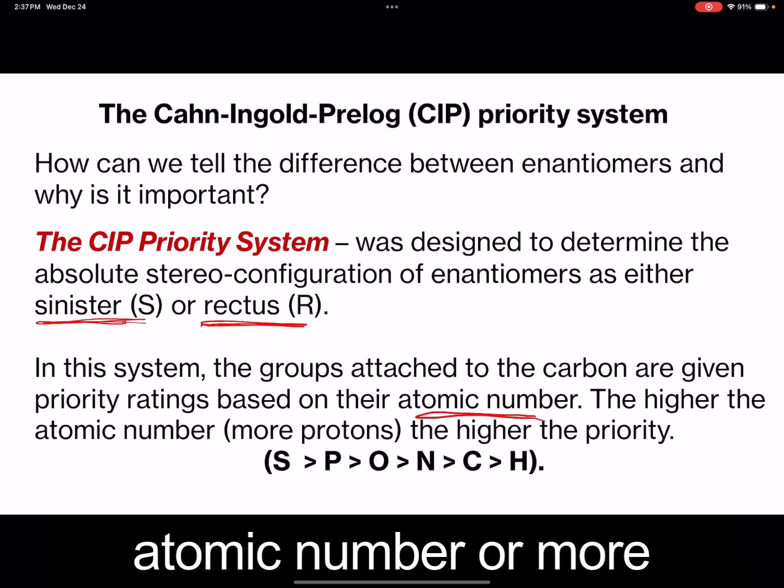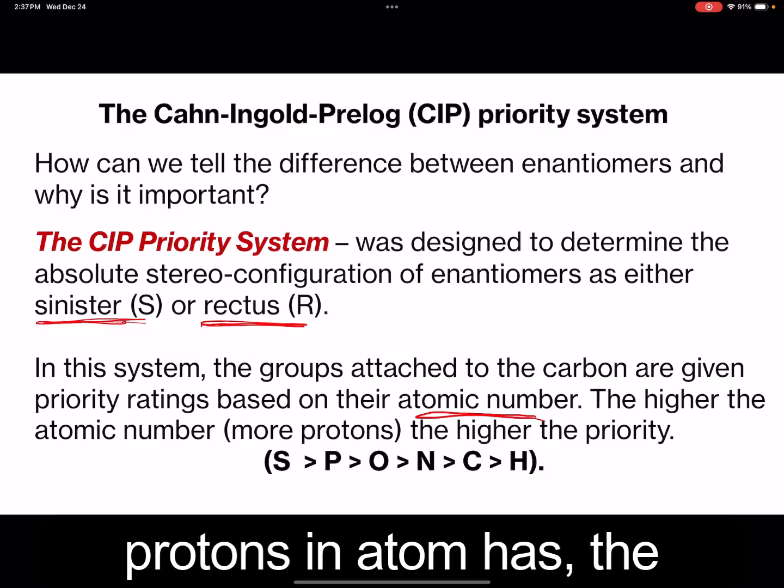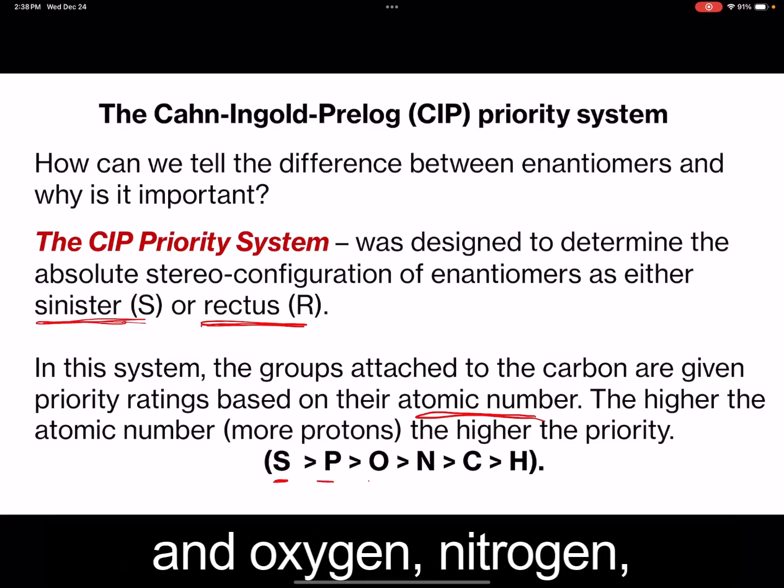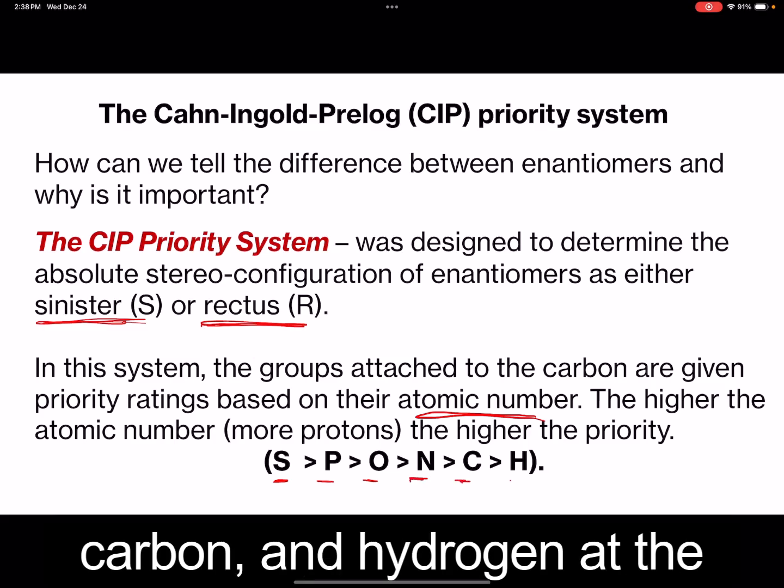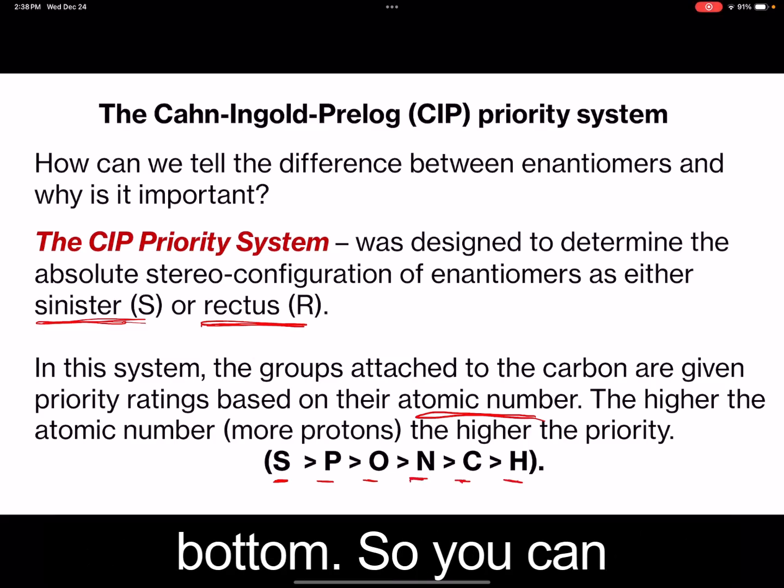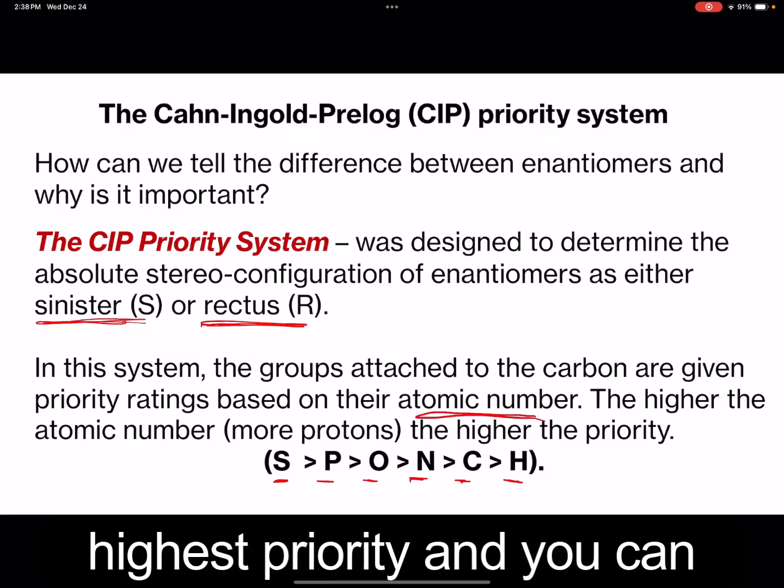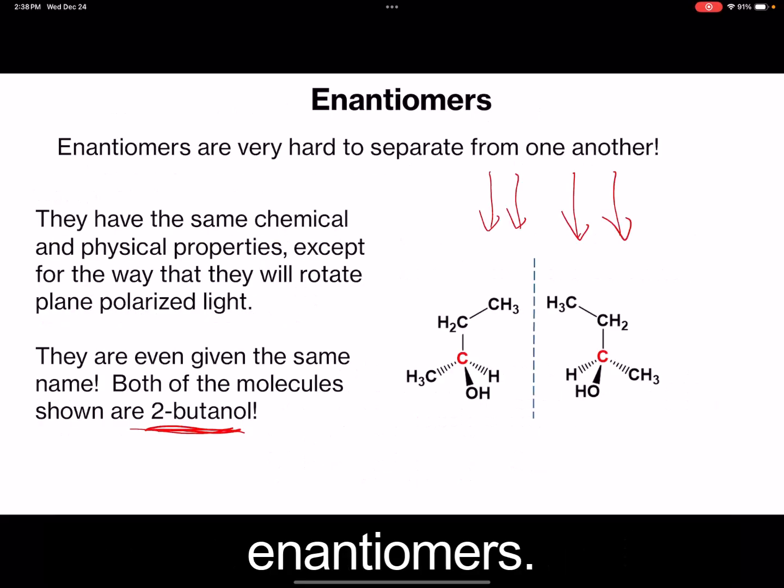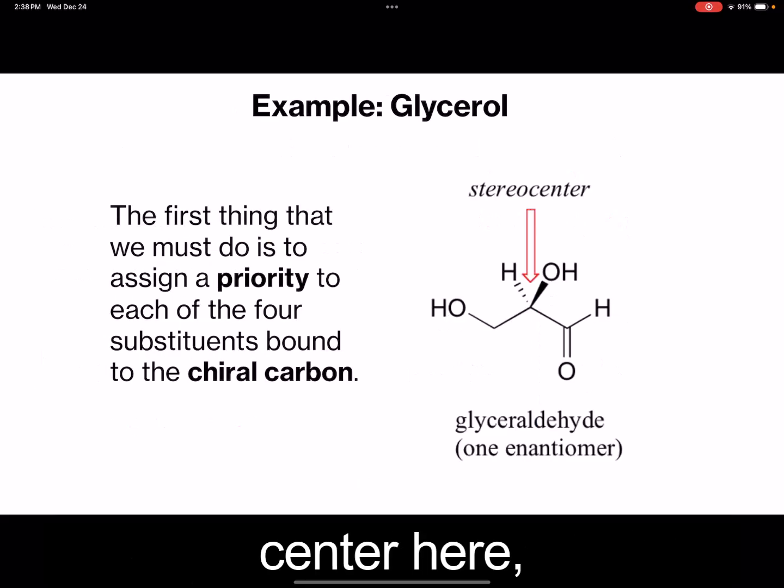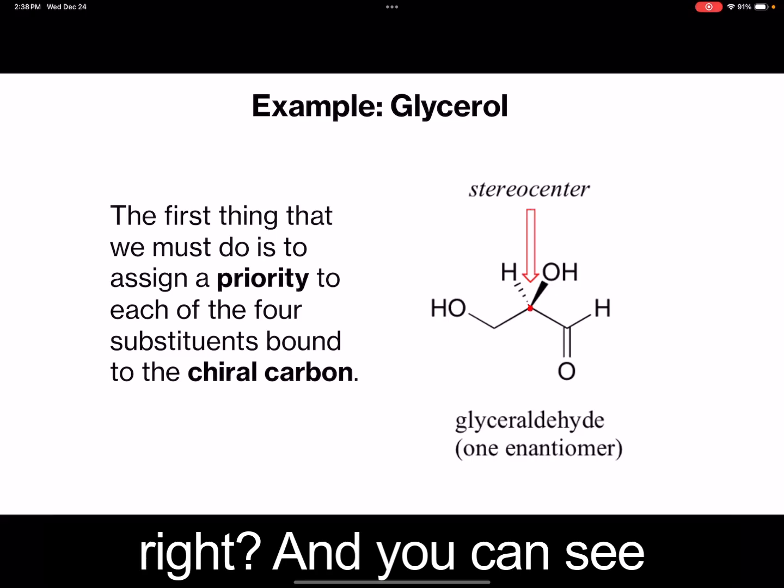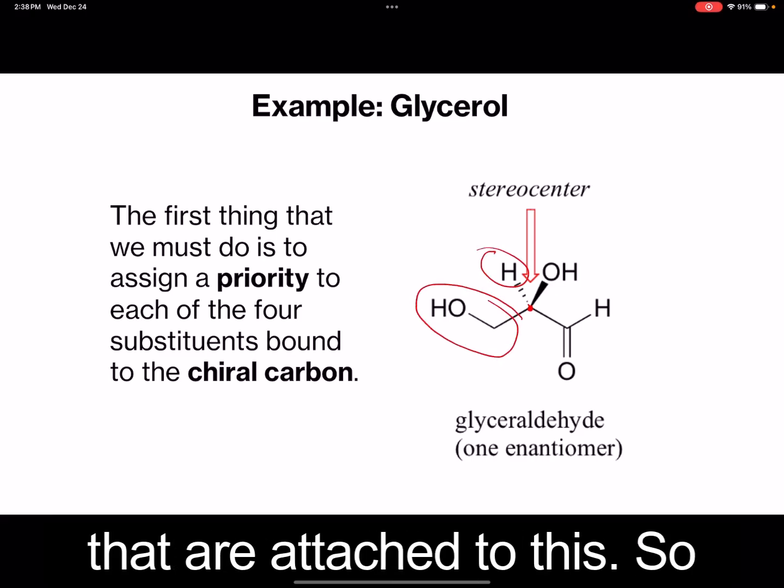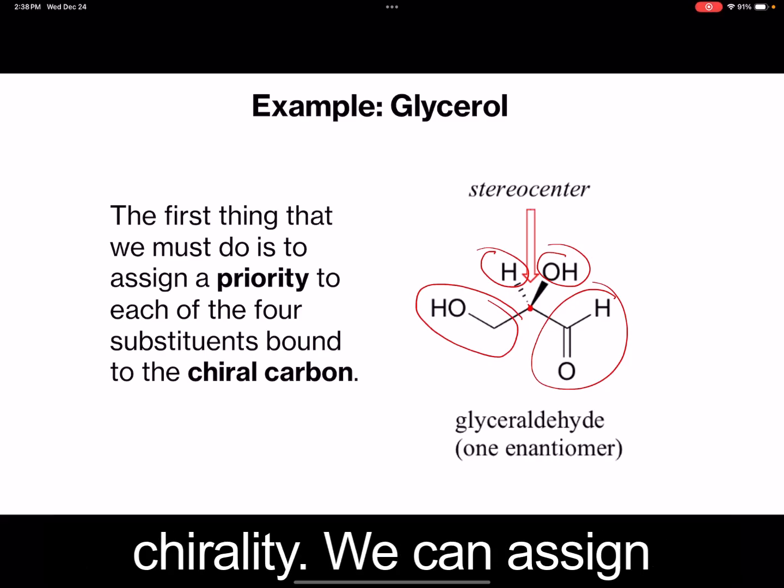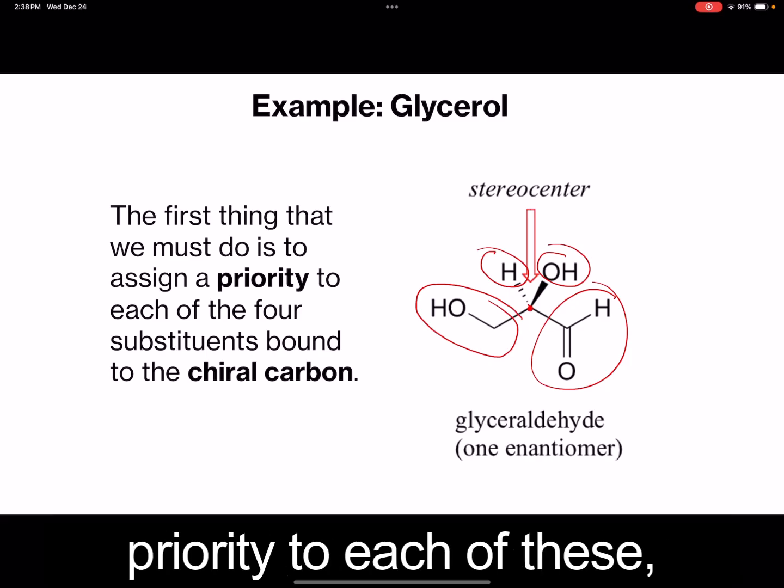The higher the atomic number, or more protons an atom has, the higher the priority. So sulfur is the highest, phosphorus, then oxygen, nitrogen, carbon, and hydrogen at the bottom, right? So you can determine which has the highest priority, and you can determine the stereo configuration around an enantiomer. Okay, so we have a stereo center here, right? And you can see there's 4 different groups that are attached to this. So this is a stereo center. It has chirality. We can assign priority to each of these, right?